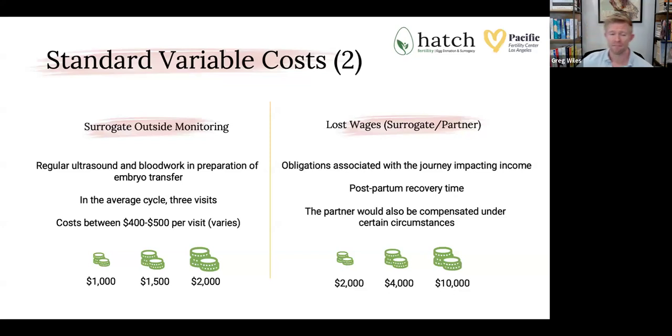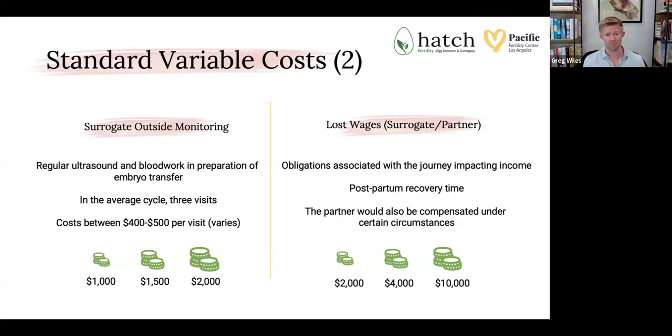The last and really big variable cost is lost wages. During this process, you are responsible for paying for any time she or her partner have off from work. Usually the partner's involved in the transfer, they'll come out for the transfer, and then they will also, of course, need to help the surrogate prior to birth and postpartum. And if your surrogate works, she also needs to be compensated for any time off work, for any appointments, any transfers, and more consequentially, before and after birth. Where this can get very expensive is if your surrogate has to go on bed rest during the pregnancy. So that's why we see those $10,000 numbers. The variability comes from, of course, what her job is and what her partner's job is, and you'll have a good estimate of that when you get your cost sheet from your agency.